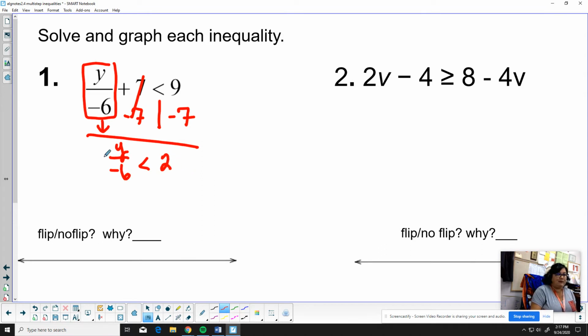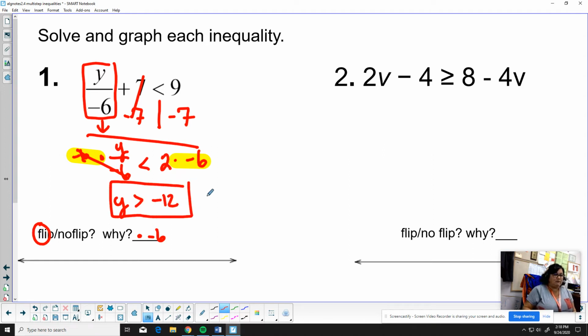And because this says divide, I'm going to multiply both sides by -6. And I'm going to flip it because I multiplied both sides by a negative. So this is a flip, specifically because I multiplied by -6. So when I do that, y drops, less than becomes greater than, and this is -12. So I solve it just like an equation. I just have to pay attention to the flip. So reminder on the graph, if I put -12 in the center, it's an open circle and it's greater than, so I'm shading to the right.